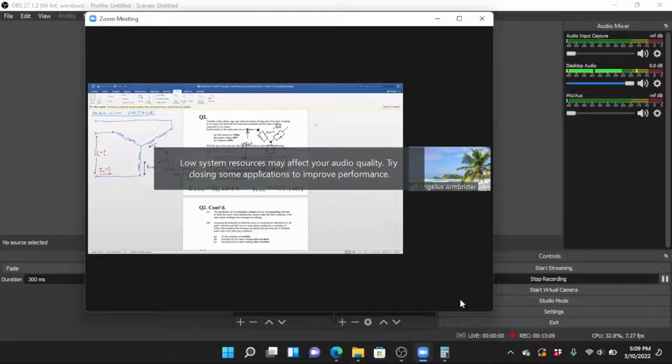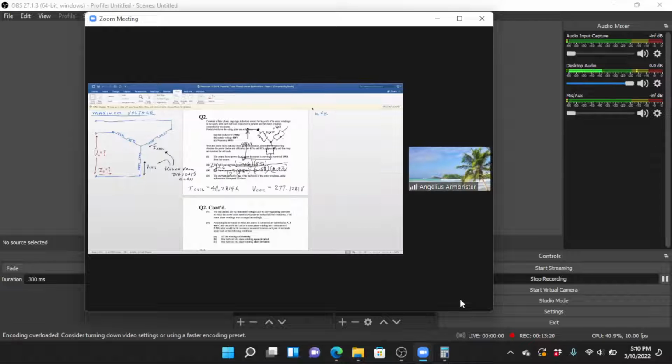The V coil, the I coil in Y series. In Y series, I coil equals I phase equals I line.